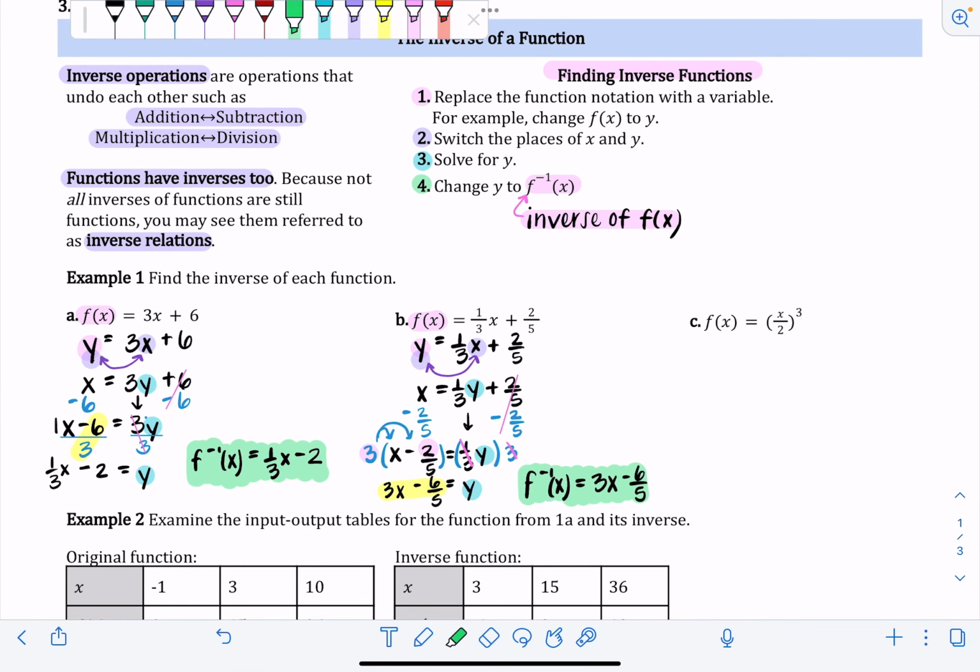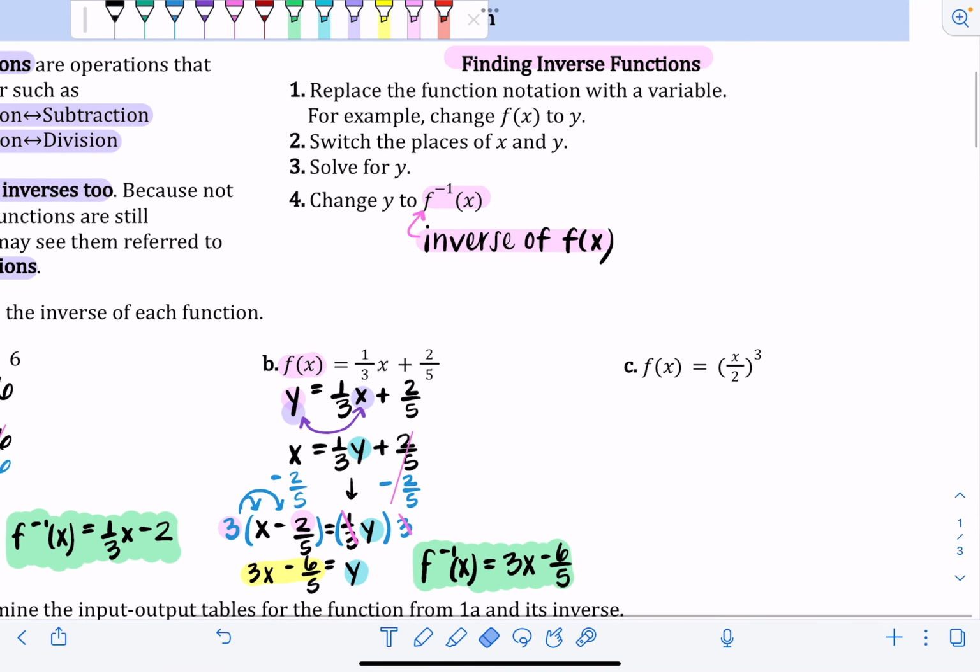Okay. So for C, this would be a good one to try on your own. Even if you're not sure at the beginning, you can pause it throughout the example and see if you can finish it out on your own. I'm going to go through the same set of steps though. So C is f of x equals (x over 2) to the 3rd power.